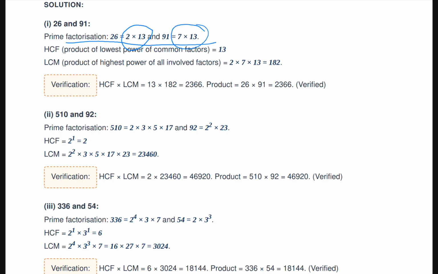Okay, so with the prime factorization, you will first find the HCF and then the LCM. So what will be its HCF? HCF means highest common factor. So what is the HCF here? It is the product of the lowest power of the common factors. So the common factor, and that is highest, what is that? That is 13. So 13 is your HCF.